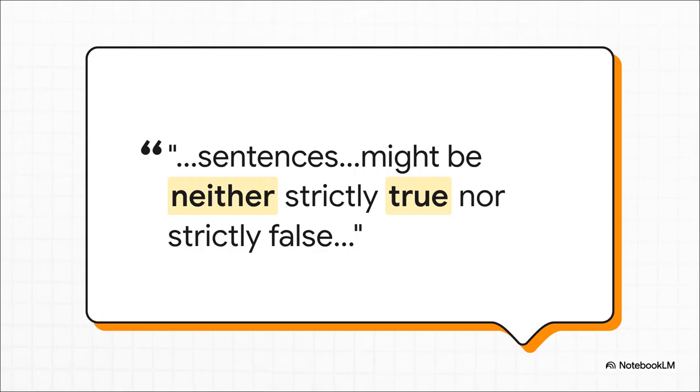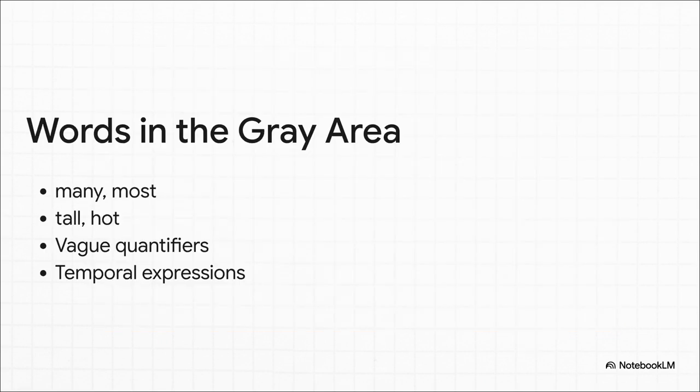This leads us to a really powerful idea from linguistics research. Sometimes sentences just aren't strictly true or false. They can exist in this kind of gray area, a sort of truth gap. This is what we call vagueness. And our language is absolutely full of these vague words that live in that gray area.